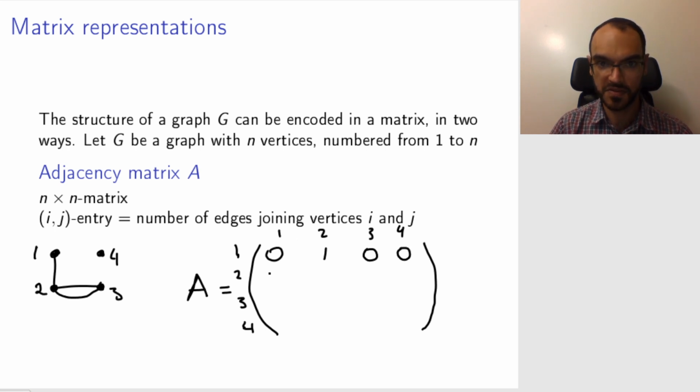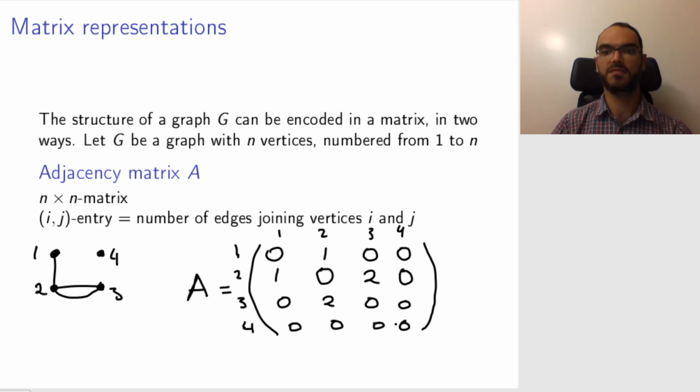Now let's look at vertex 2. Vertex 2 has one edge to vertex 1, no edges to itself, 2 edges to vertex 3, no edges to vertex 4. Vertex 3 has 2 edges back to vertex 2 and no edges to any other vertex. And vertex 4 has no edges whatsoever to any vertex. So this is the adjacency matrix of this graph.